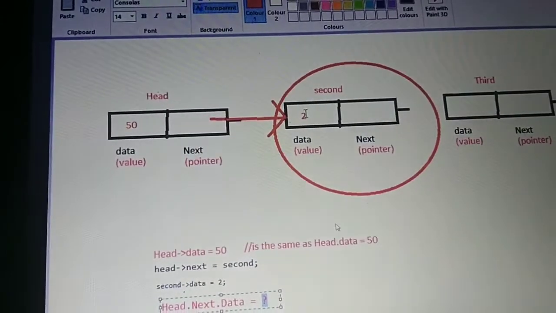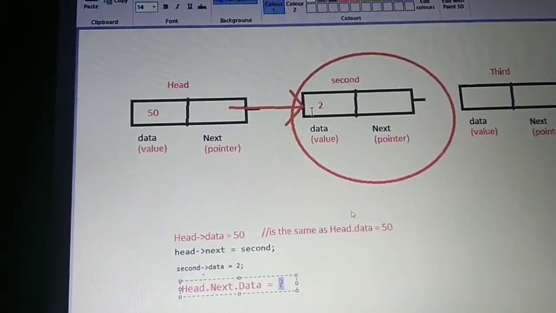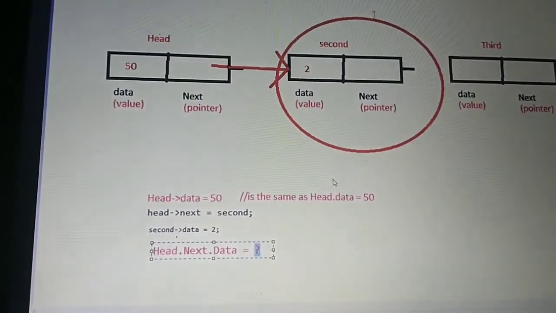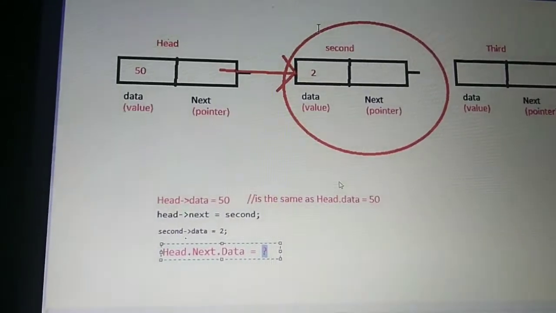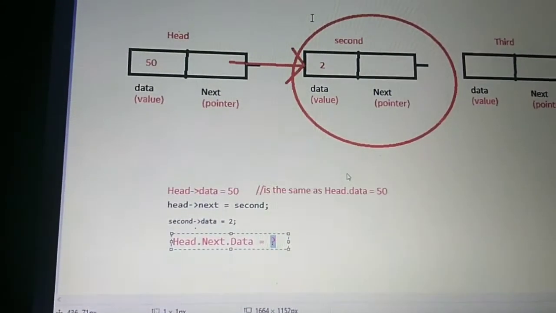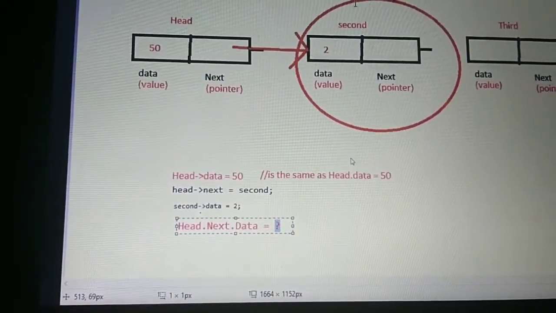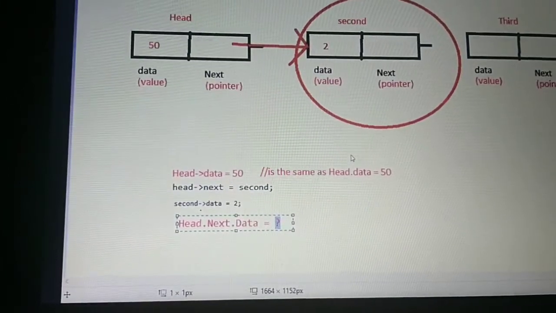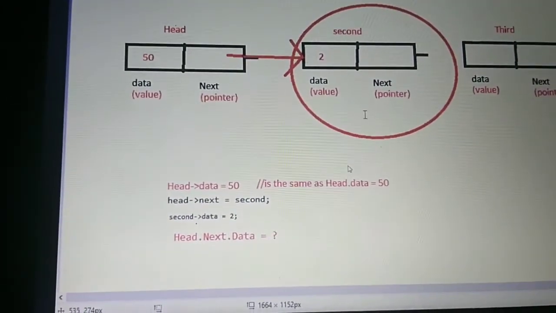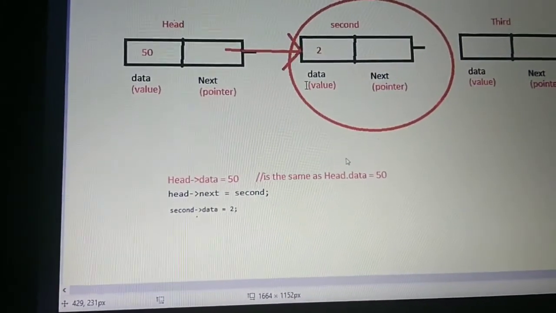Bakit kasi ginawa pang head.next.data? Pwede namang second.next.data, hindi pwede? Hindi pwede, bebe, kasi yung head, di ba magpo-point nga tayo ng next, second value. Kaya yung head yung first value natin, there is a second value na nasa second. Kaya head.next.data ang nilagay niya.